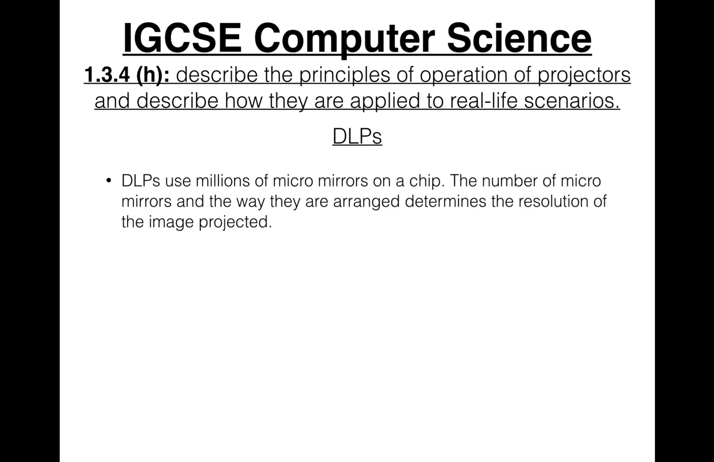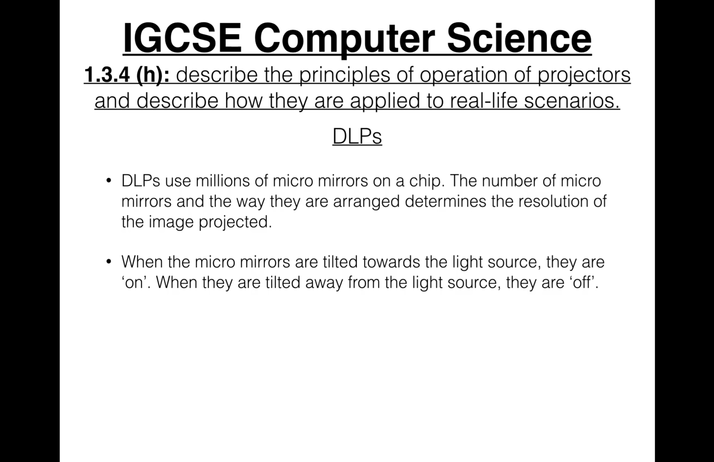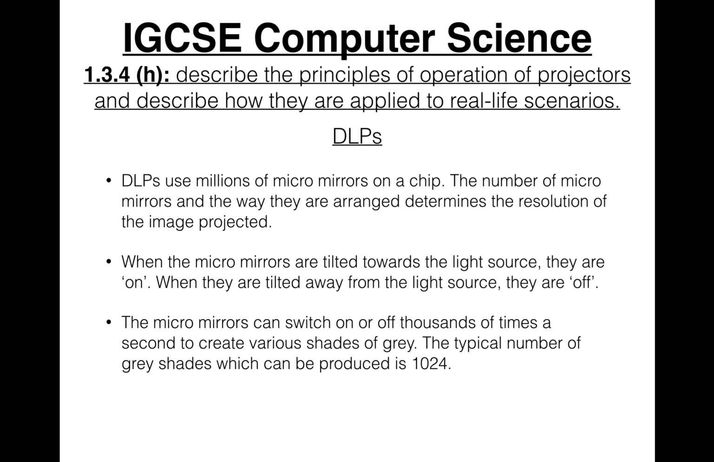DLPs use millions of micromirrors on a chip. The number of micromirrors and the way they are arranged determines the resolution of the image projected. When the micromirrors are tilted towards the light source, they are on. When they are tilted away from the light source, they are off. The micromirrors can be switched on or off thousands of times a second to create various shades of gray.